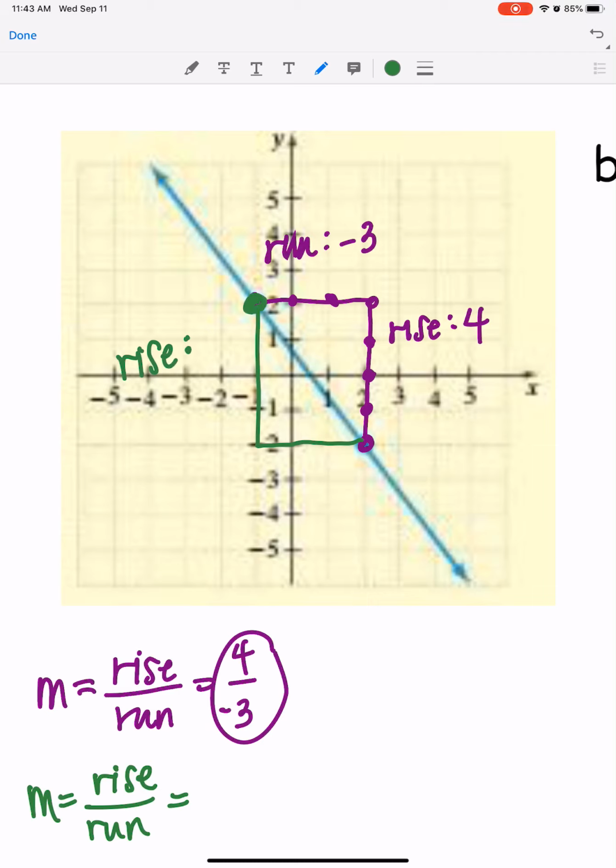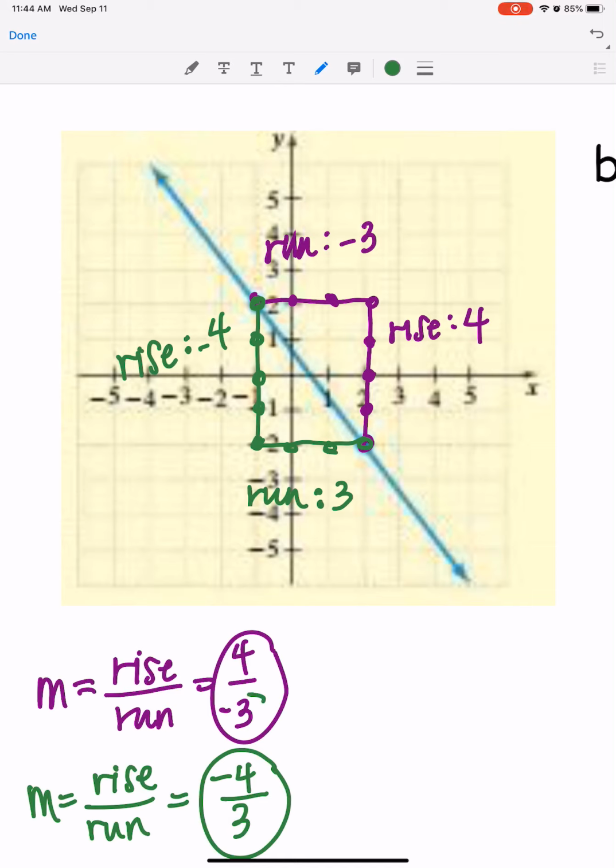So from this point here, we're going 1, 2, 3, 4. But now because I'm going down, that's a negative 4. Over my run is now down here. So we're going over, this isn't 1, you haven't gone anywhere yet. This is 1, 2, 3. And because you're going to the right towards all of these positive numbers, it's a positive 3. So either way you go, you get the same slope.